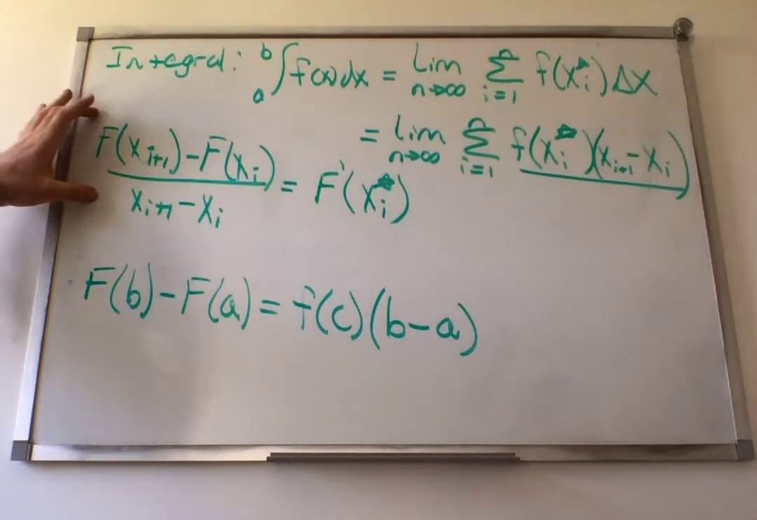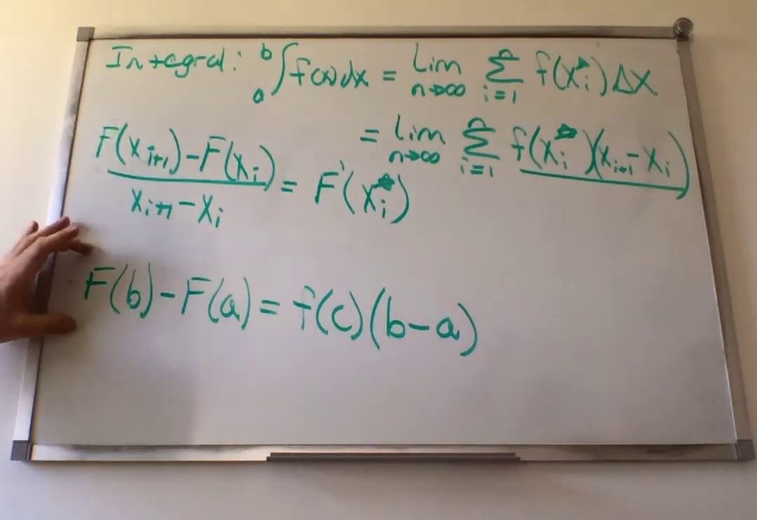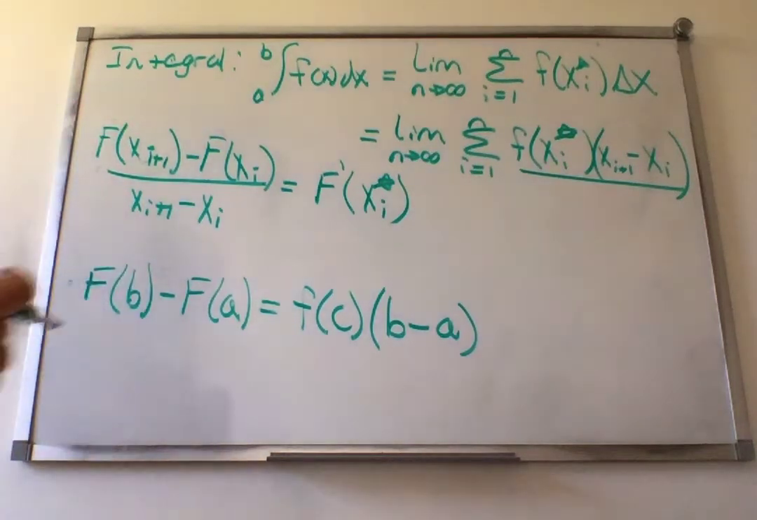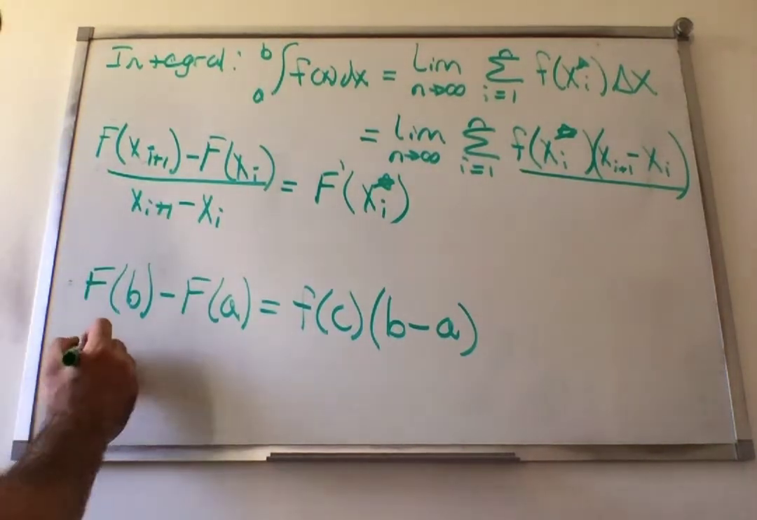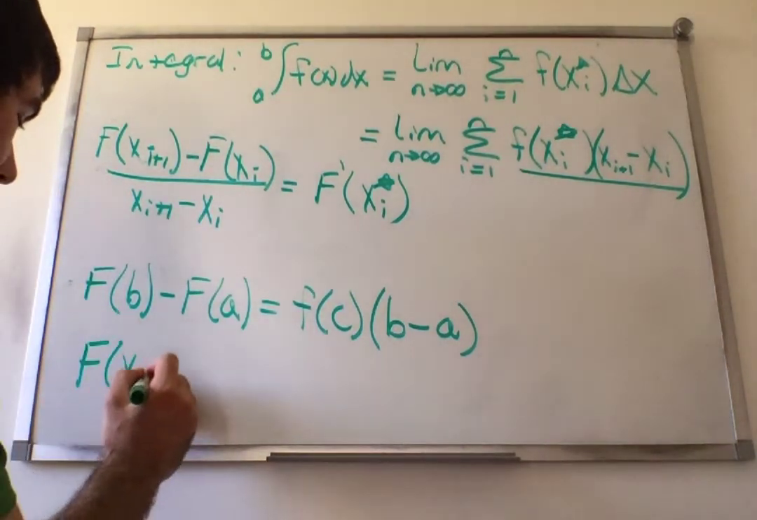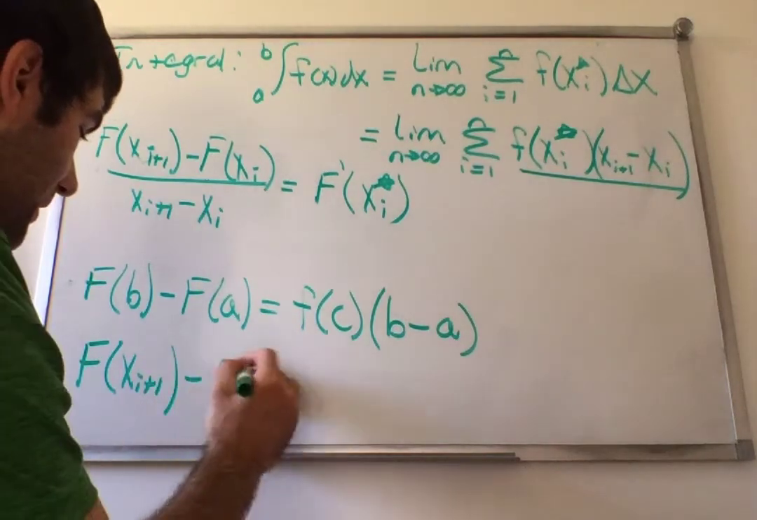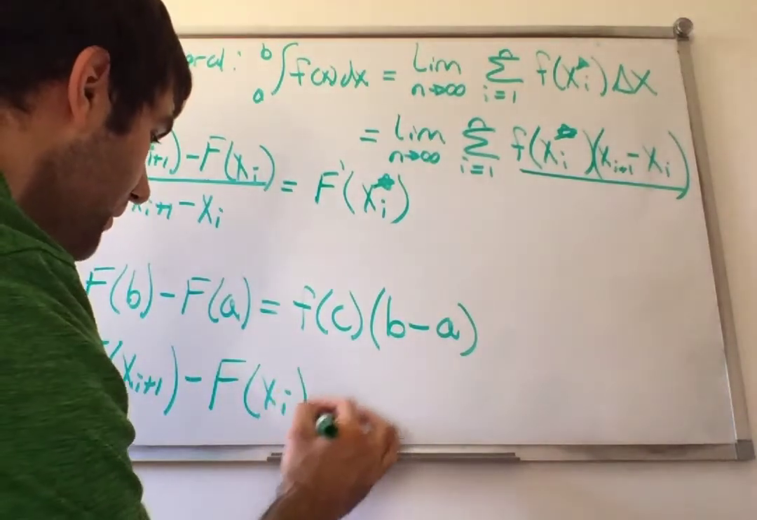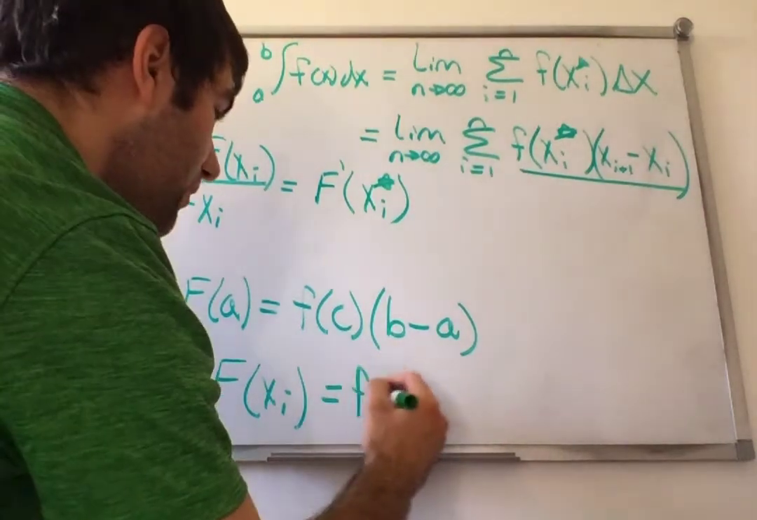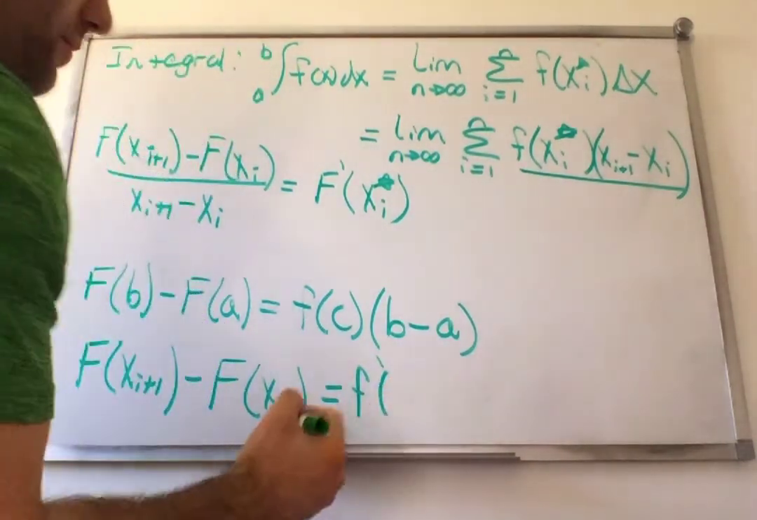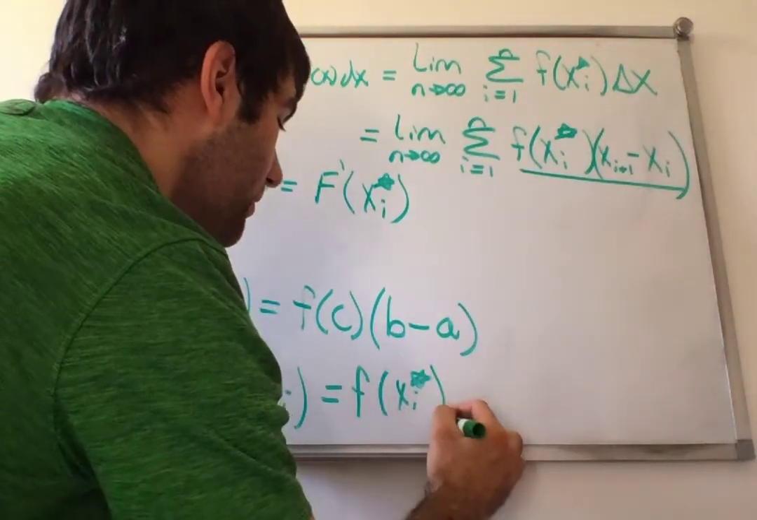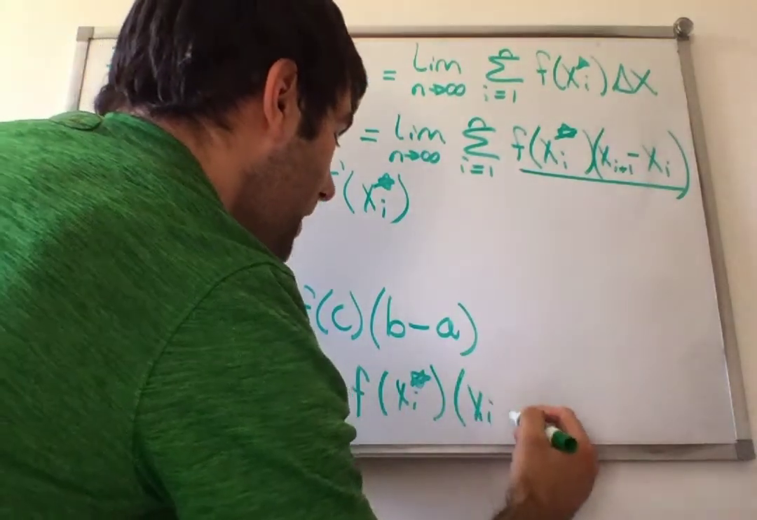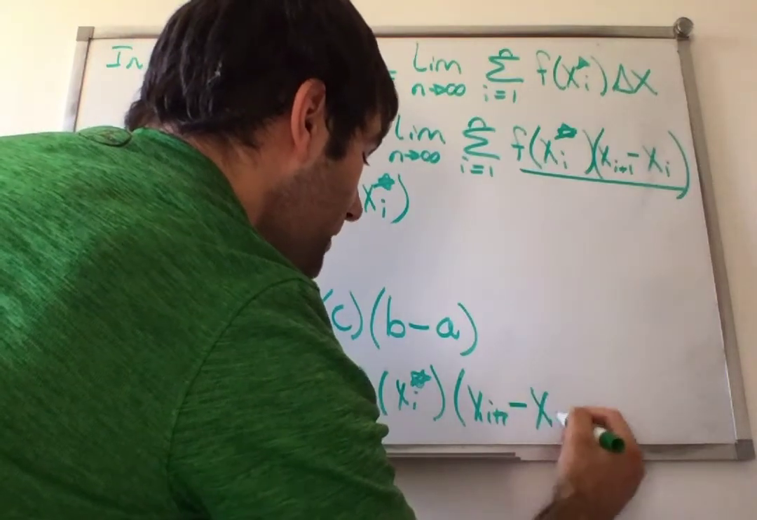Because we could apply the mean value theorem to any subinterval, we're just going to apply the same rule that we had for the entire interval. Just now we're going to apply it for each subinterval. So this is f(x_{i+1}) minus f(x_i) is equal to little f prime of x_i star times x_{i+1} minus x_i.